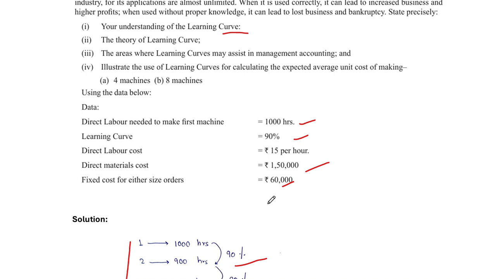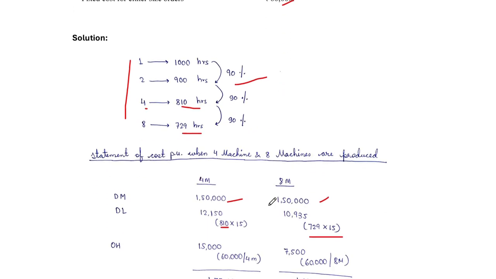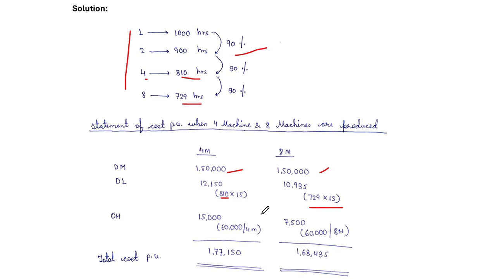Now overhead cost. Here we can see for overhead, fixed cost for either size, either 4 or 8 machines, is 60,000. So overhead cost will be 60,000 divided by 4 machines, because costs are same. So overhead cost will be 15,000 for 4 machines, and for 8 machines overhead cost will be 60,000 divided by 8 machines, 7,500 per machine.